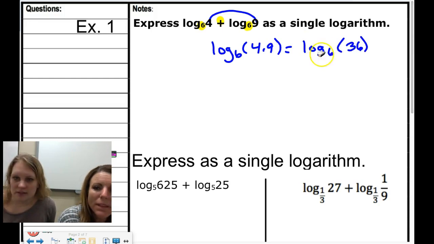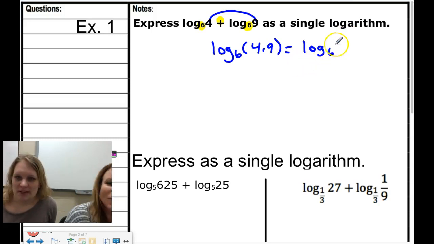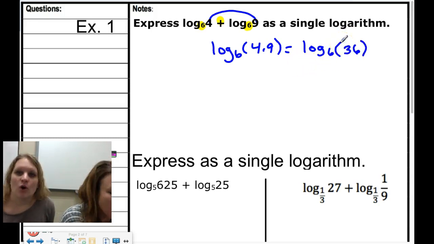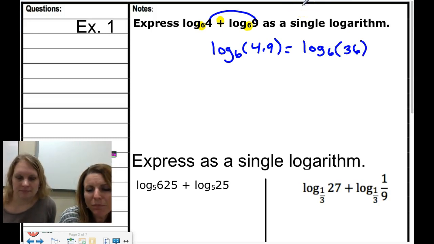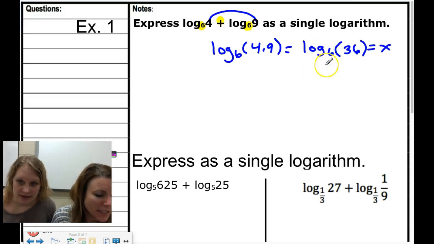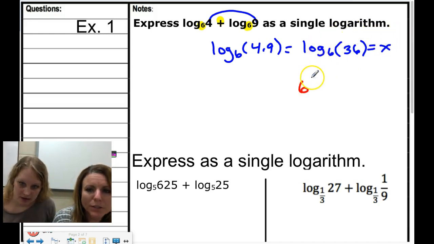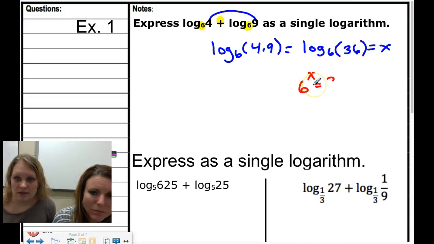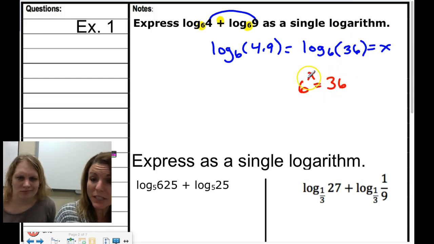So now what am I doing? Oh, because we don't want log in our answer. Right. So at this step, I'm going to add an equals x at the end of that, because we're going to simplify this log. Whenever we're solving a logarithmic equation, we're going to change it to exponential. So here's 6, our base, to the x power, our exponent, is equal to our big number. So 6 to what power is 36? 2. Done.